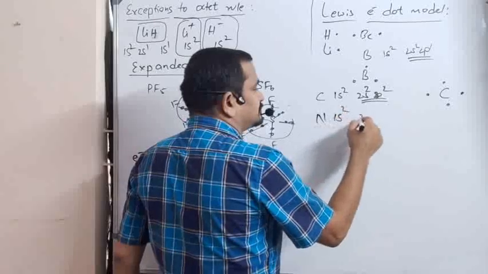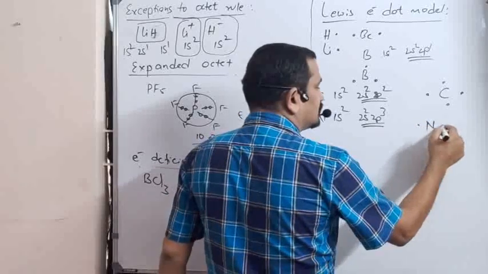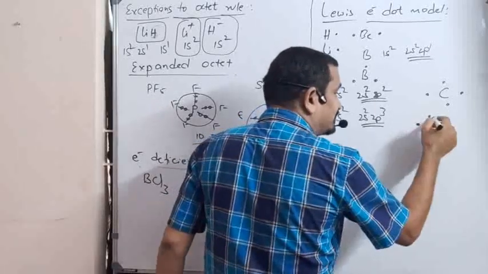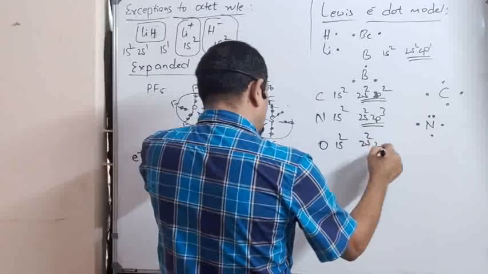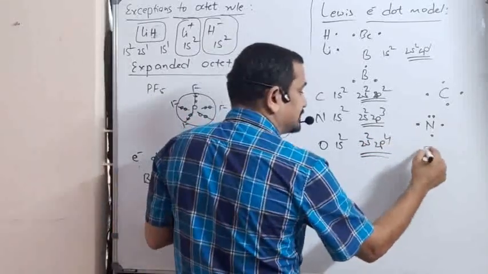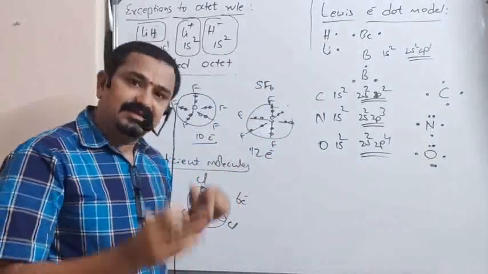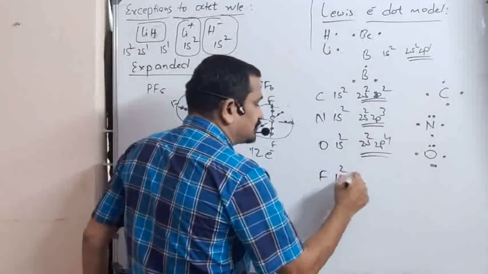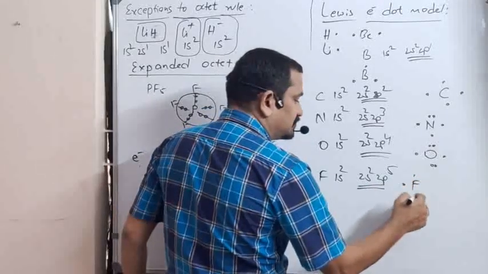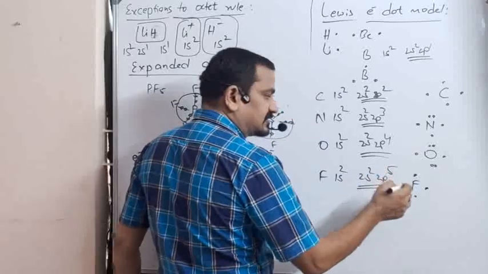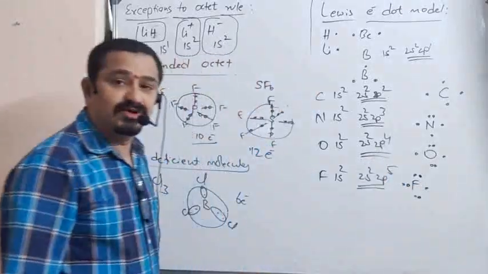Nitrogen has 1s2, 2s2, 2p3. Those 5 electrons were given in case of nitrogen as 1, 2, 3, 4 electrons, then the fifth one they start pairing. Oxygen 1s2, 2s2, 2p4. These are the valence electrons: 1, 2, 3, 4, 5 and then 6. Then they started pairing. And fluorine 1s2, 2s2, 2p5. These are the valence electrons, total 7 electrons in the valence shell. Thus, it has one unpaired electron.